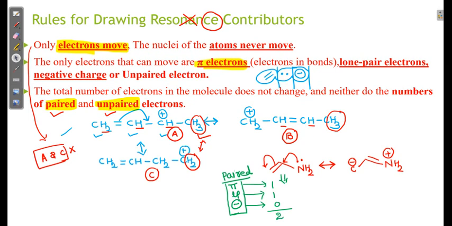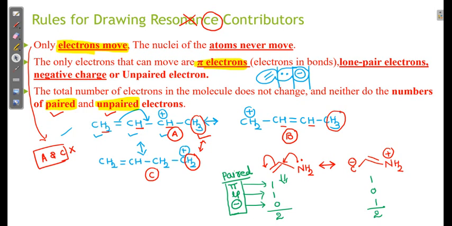Let us see here how many pi bonds are here. 1. How many lone pairs? 0. How many negative charges? 1. So total paired electrons is 2. If paired electrons match, then the unpaired electrons will always match. Again, if we match the paired electrons, we will get the unpaired electrons automatically.